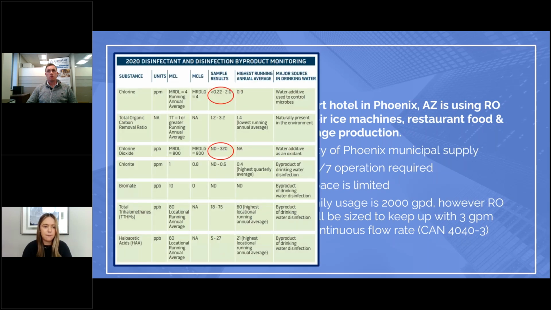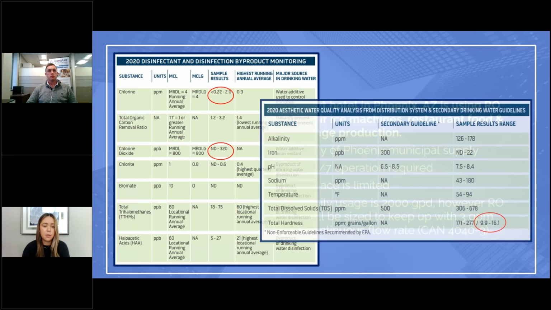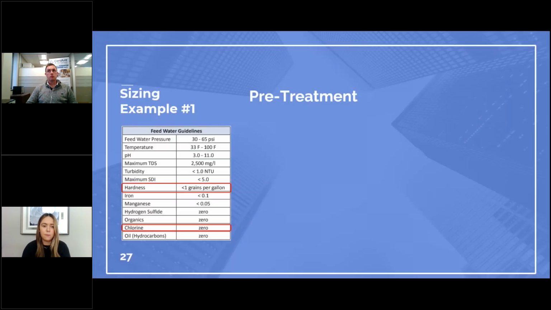So the City of Phoenix uses chlorine as an oxidant, same with chlorine dioxide. So those are things that we're going to want to get rid of before the RO system. And they also have water hardness. Their hardness is about 10 to 16 grains per gallon. We can compare this water report to our feed water guidelines. The guidelines that we'd like to see before the RO system are less than 1 grain per gallon, so soft water, and no chlorine.